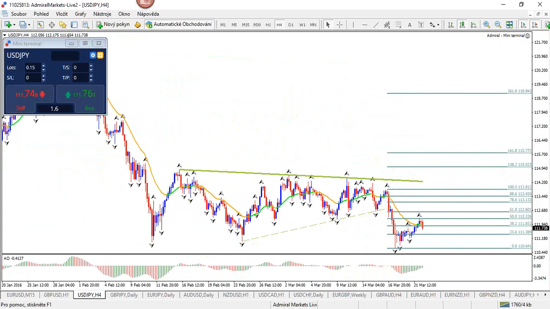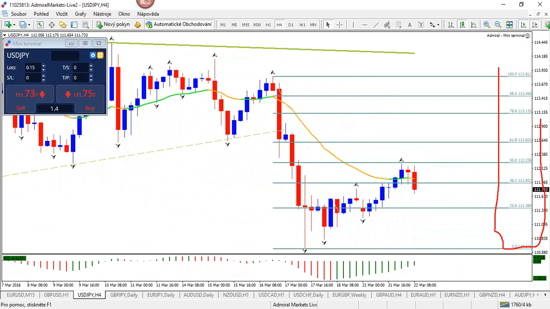So how far can the pullback go? These fibs will give us an idea. At the moment, it stopped at the 50 after stopping at the 38.2. A short could have been taken at the 50. If not, then another idea could be to wait for this 4-hour candle to close, anything like it is now, actually.